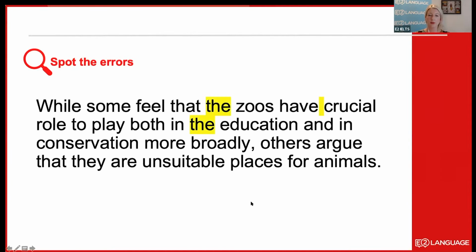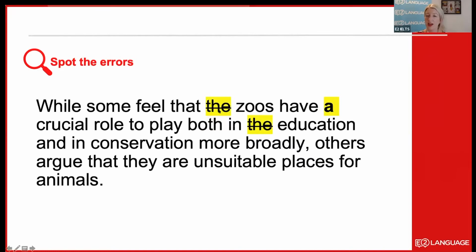Yeah, okay, so I'm going to remove both of the articles the. Some people feel that, why have I taken it out? Why not the zoos? Why doesn't it fit here? Who was that? Pushpa, well done. Yeah, I'm not talking about specific zoos. I'm talking about all zoos, zoos in general.